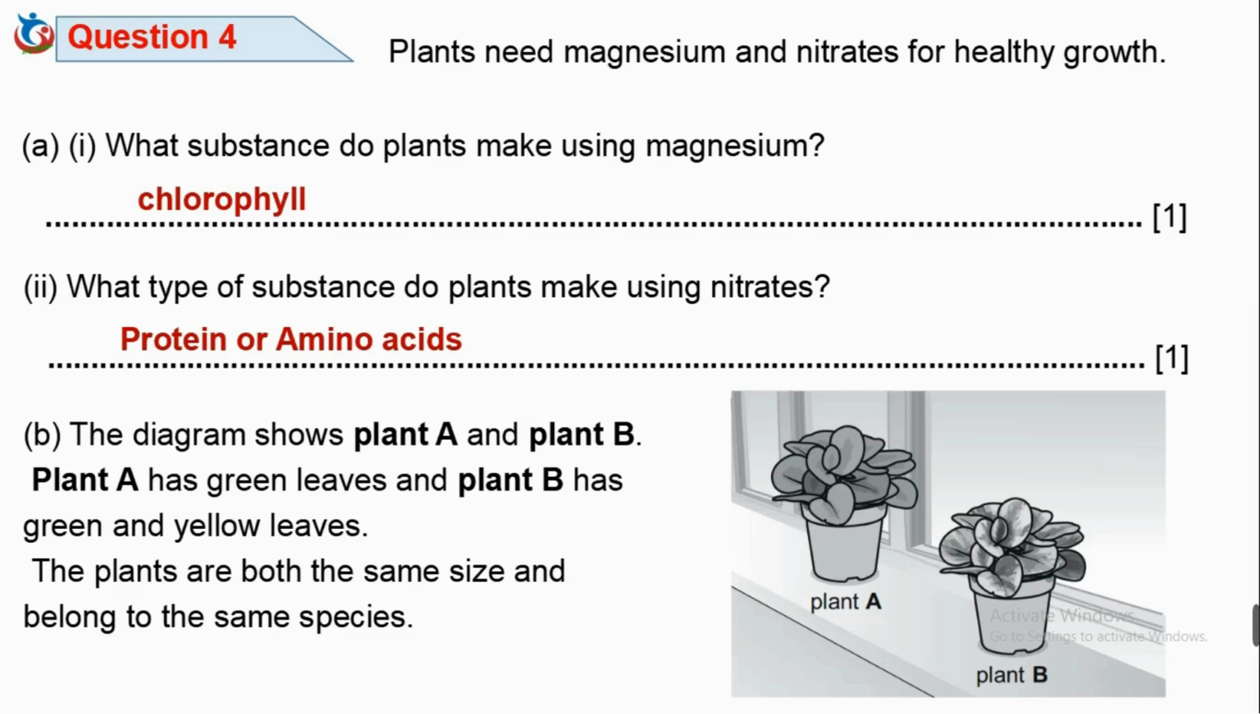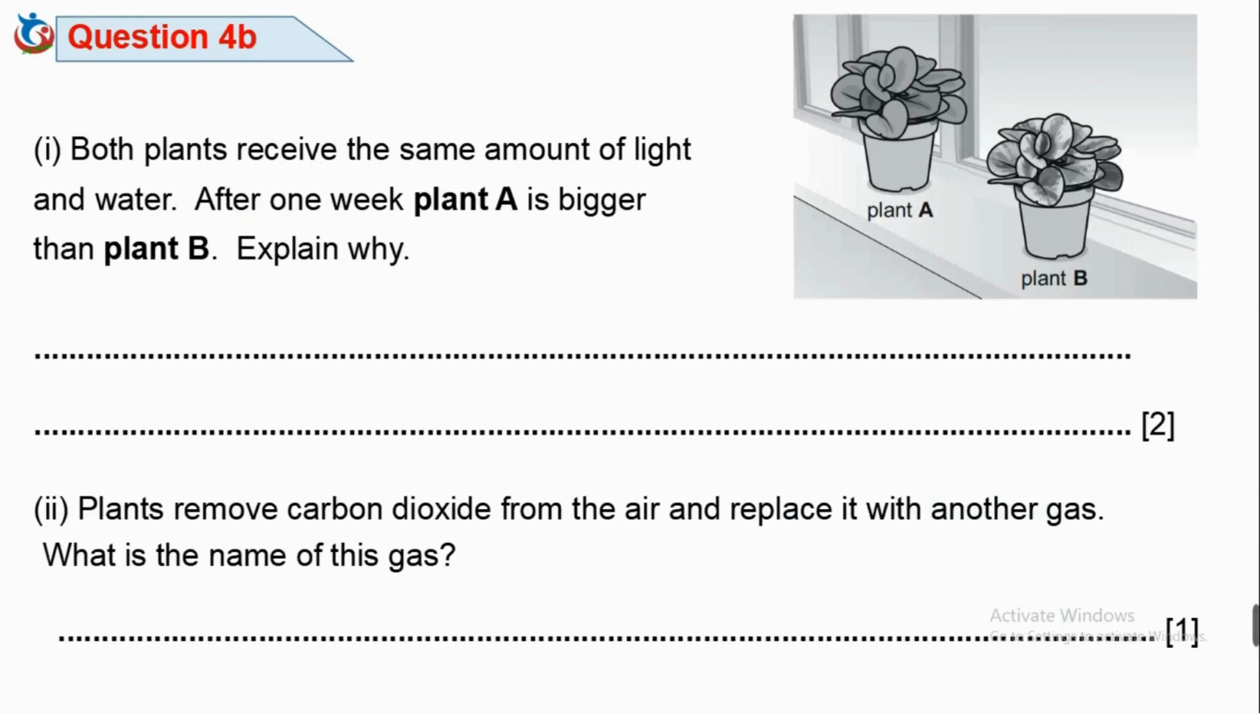Question 4b. The diagram shows plant A and plant B. Plant A has green leaves and plant B has green and yellow leaves. The plants are both the same size and belong to the same species. Question 4b1. Both plants receive the same amount of light and water. After 1 week, plant A is bigger than plant B.